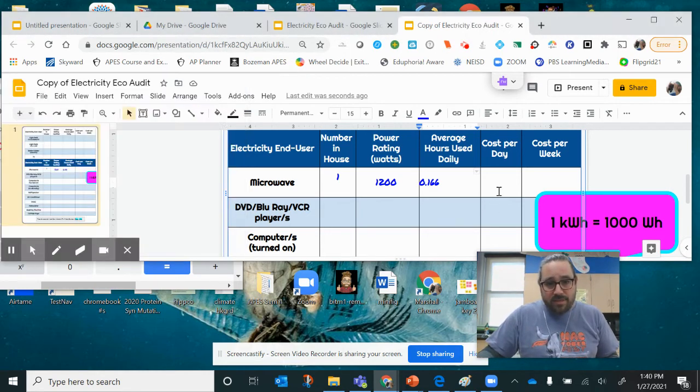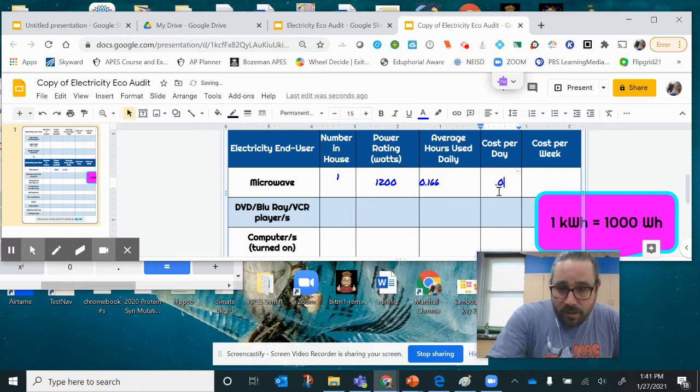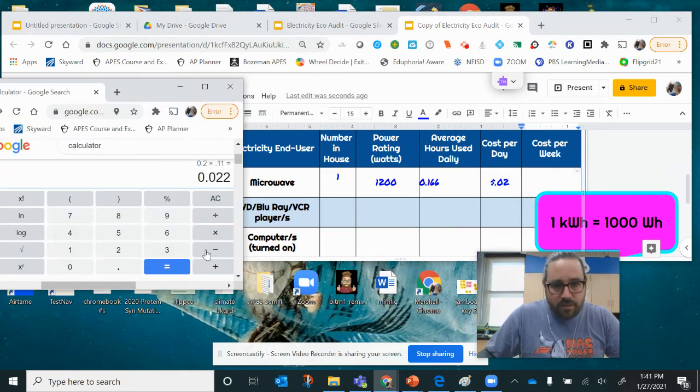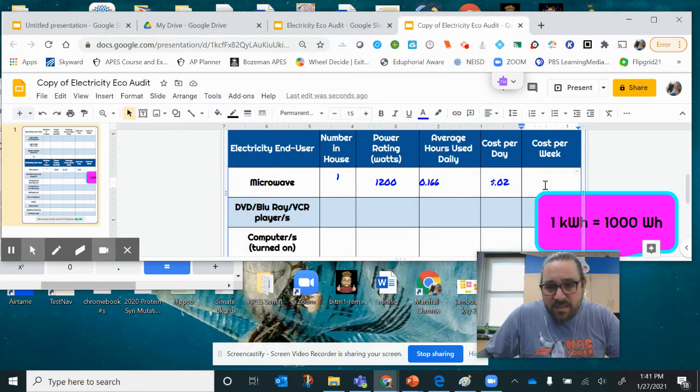My cost per day is $0.02. So remember your units. That's like 2 pennies a day, times 7 days in 1 week. So that number times seven gives me about $0.15, 15 and a half cents a week for my electrical bill for my microwave. That's what I came up with.